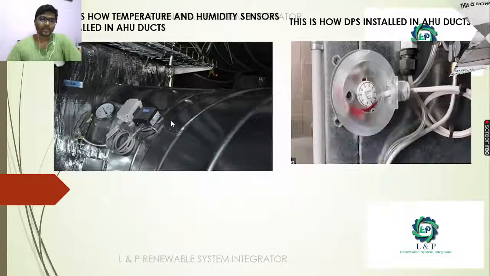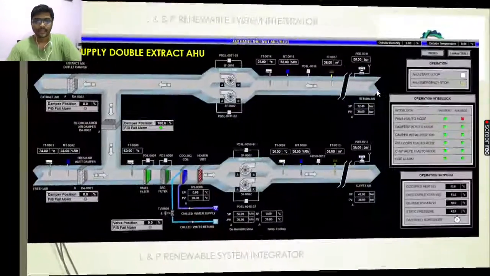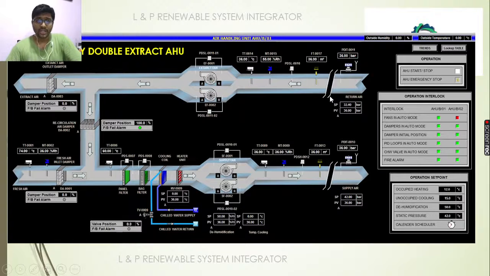And as I told earlier, through the temperature inputs from the ducts, we control the damper operations. So this is how the temperature sensors and humidity sensors are installed in the AHU ducts. This is the pressure switch which is installed in the ducts. In the AHUs there are many different types. This is one graphical representation.